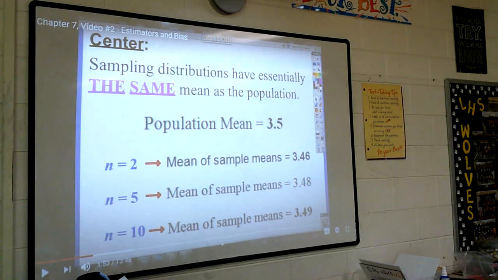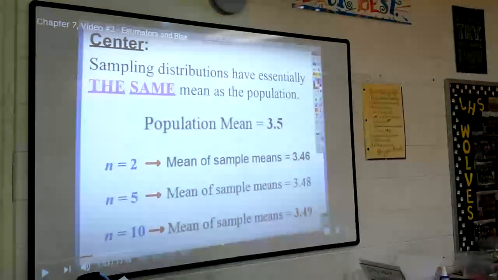So if you have a sample, we're talking about rolling that die, and it's saying what's the average of one roll of the die. Well, you have a 1, 2, 3, 4, 5, and 6. So the average is a 3.5.